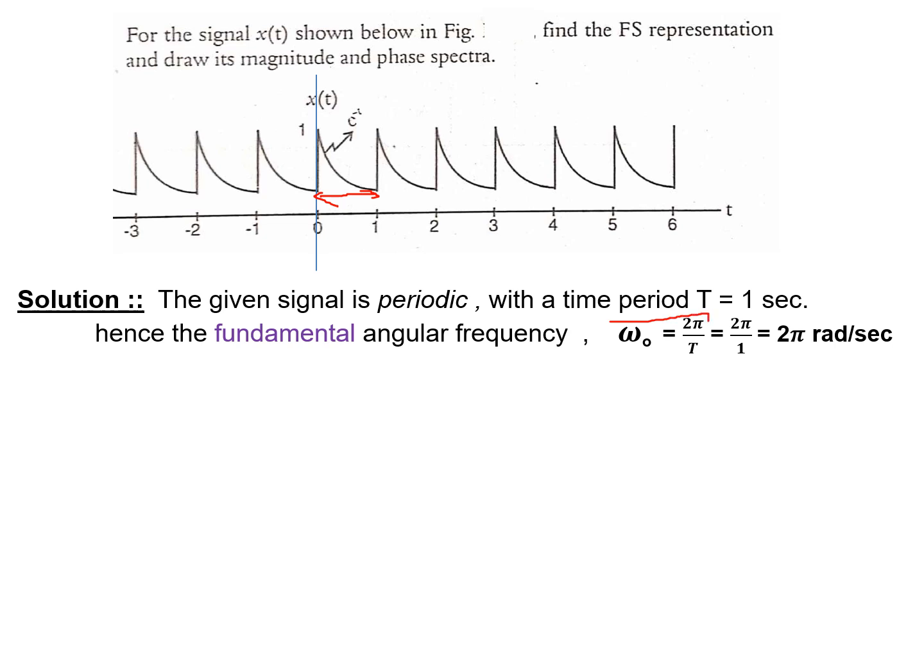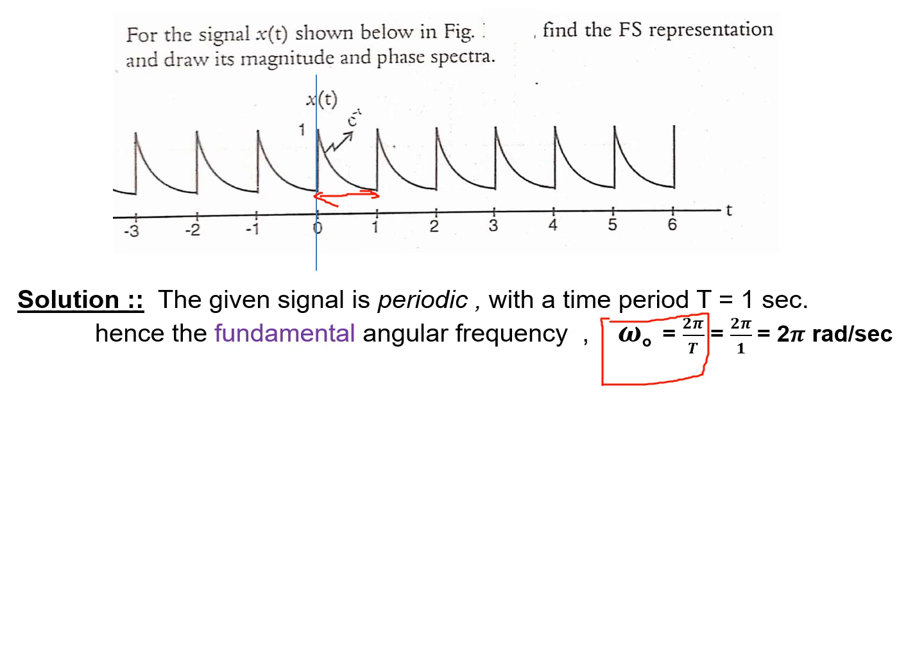That is how we have to find the fundamental frequency, because every signal has what is called a fundamental frequency and harmonic frequencies. The fundamental frequency of the signal is the frequency of the signal itself in terms of radians per second, that is 2 pi by T. Here T is 1 second, therefore the fundamental frequency is 2 pi radians per second. In every second it covers 2 pi radians in the frequency scale.